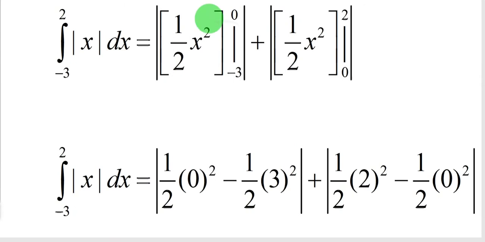Alright, so to find this definite integral, you plug in 0 for x, that's your upper limit, then subtract when you plug in negative 3 for the lower limit. And in fact, it won't matter because it's being squared, but that should be a negative 3. Okay. For the second one, you're plugging in 2 for your upper limit and then 0 for your lower limit.